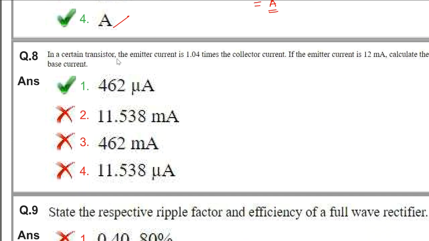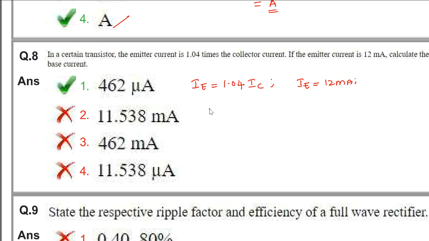In a certain transistor, the emitter current IE is 1.04 times the collector current. If the emitter current IE is 12 milliamperes, then calculate the base current.